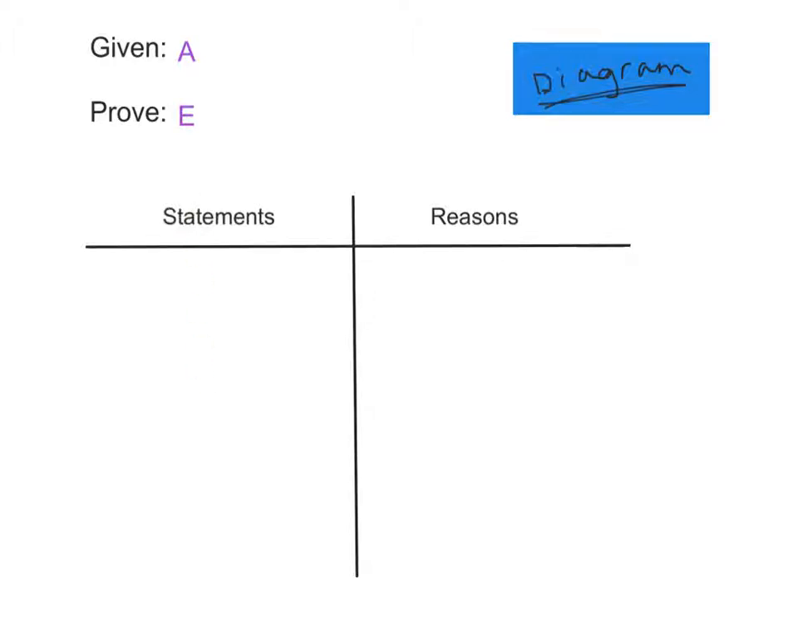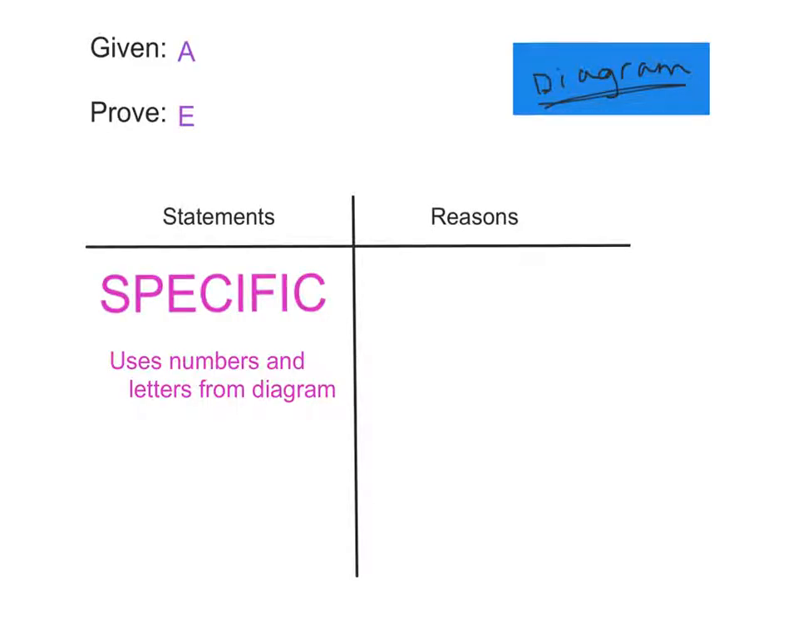This column gets specific info to the diagram. What does that mean? That means you're getting specific numbers and letters from the diagram in your statements here. So maybe we say angle A is congruent to angle B, or segment BC is congruent to segment AD. It's going to be specific numbers and letters to this given diagram. Now the reason side over here does not get to be specific at all. This side has to be general.